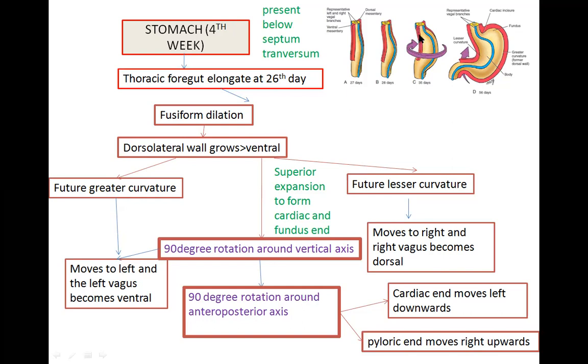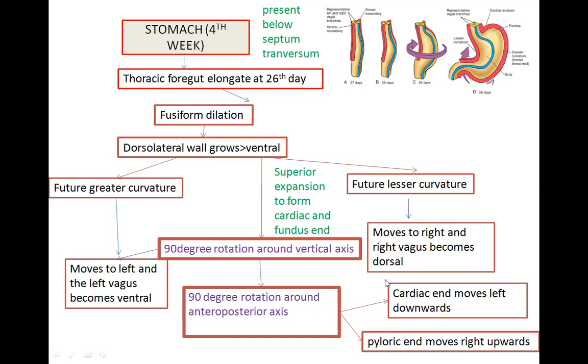The ventral part will come to lie towards the right side, and the dorsal part will come to lie on the left side. So the greater curvature occupies the left side of the body, and the lesser curvature will turn towards the right side of the body. Similarly, the left vagus comes to lie anteriorly, and the right vagus goes posteriorly. So these are the after effects of this 90-degree rotation around the craniocaudal axis.